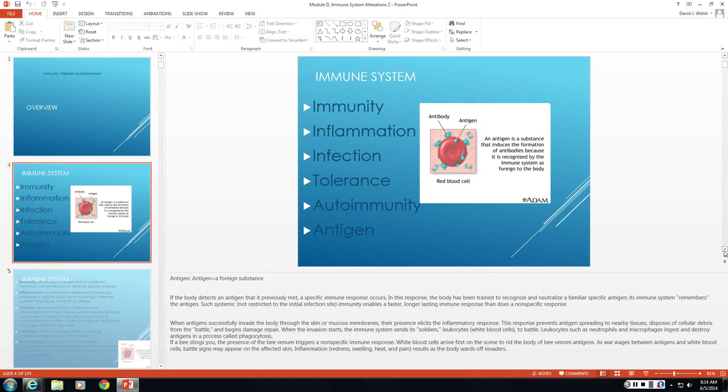Now, as the war goes on between the antigens and the white blood cells, you're going to see signs of that battle. It may appear as redness or inflammation on the affected skin. So inflammation, redness, swelling, heat, pain, all these are results of the infection being fought between the white blood cells and the antigen.